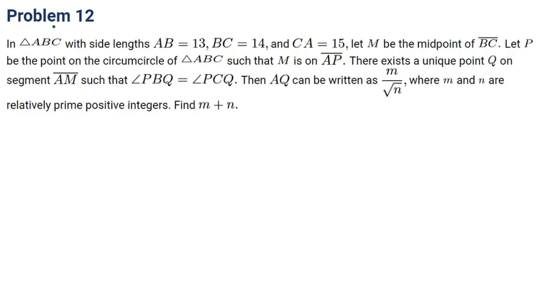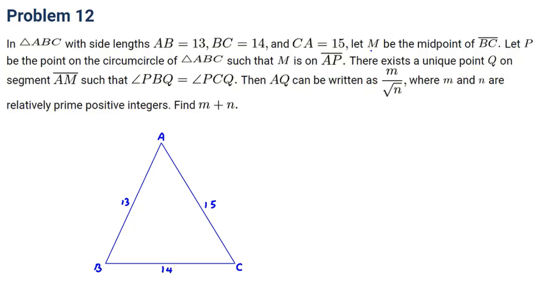AIME II 2023 problem number 12. It says in triangle ABC with side lengths AB 13, BC 14, CA 15. Okay, let's draw. Okay, AB is 13 here, CA is 15, and BC is 14. Okay, let M be the midpoint of BC. So this is M, midpoint, because BC is 14, so it will be 7.